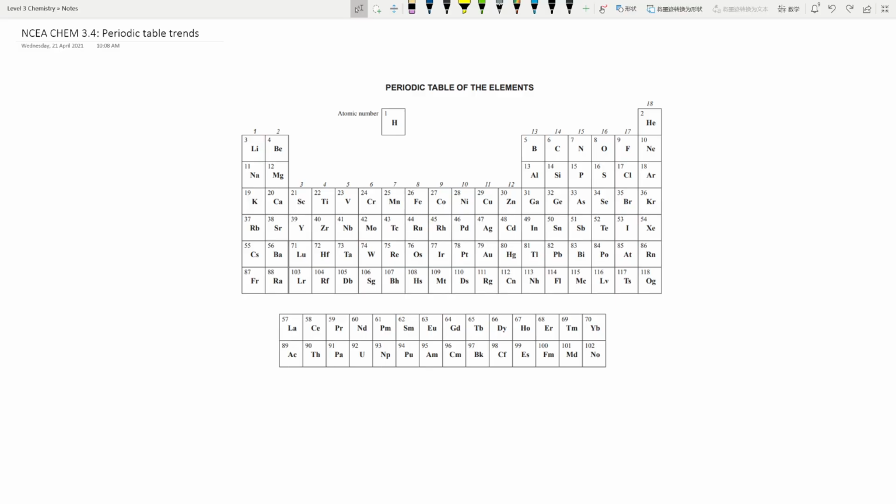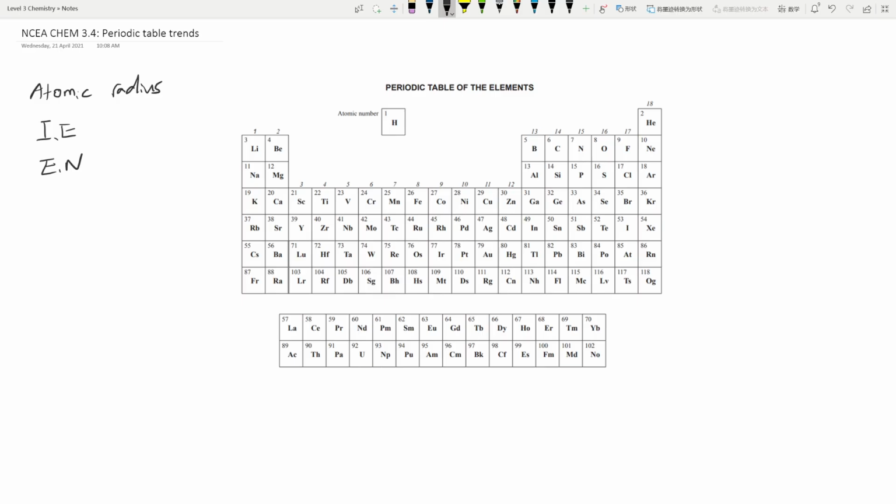So let's get started. The periodic table trends that we focus on for NCEA level 3, we are looking at the atomic radius. Sorry, I haven't been writing for a little while due to school holidays, but my handwriting is always not the best, so just bear with me. Atomic radius, first ionization energy, and the last one is electronegativity.